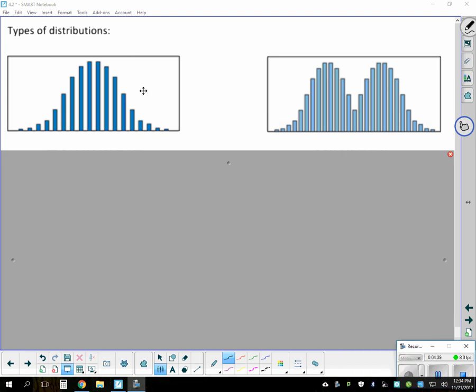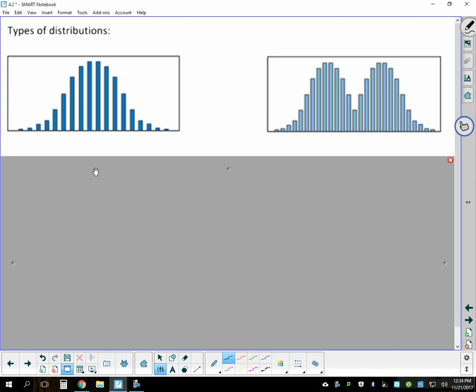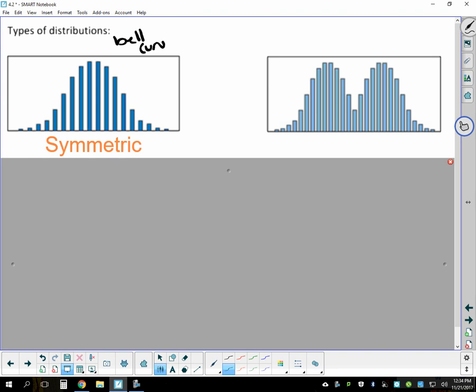The first graph here is a symmetric graph. Okay, you guys know what symmetry is. It's the same on one side as it is on the other. You're very symmetrical in this distribution. This is also called sometimes a bell curve. You can kind of see that it looks like a bell. You could ring it, a little ringer would be down here.